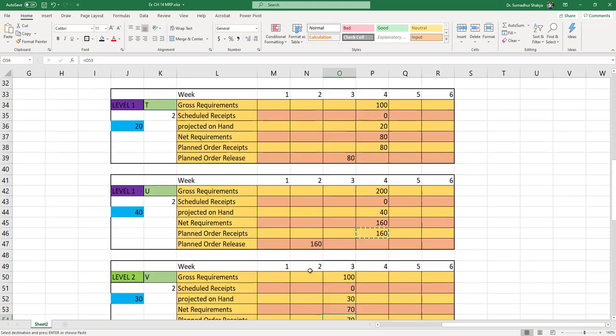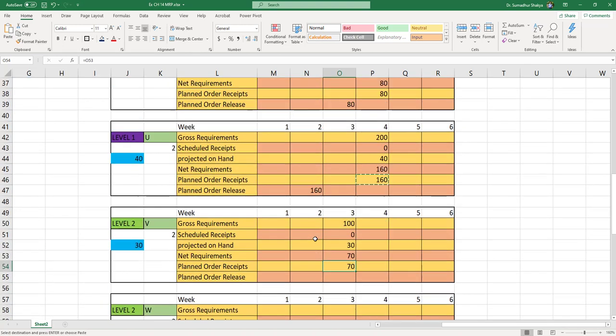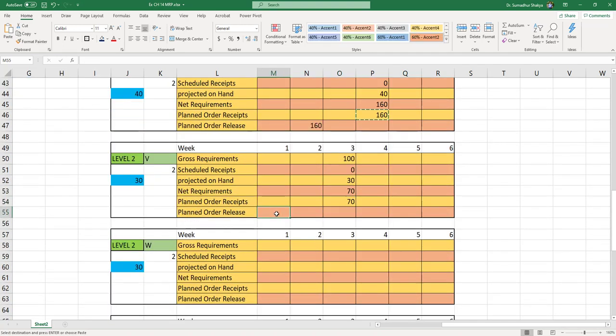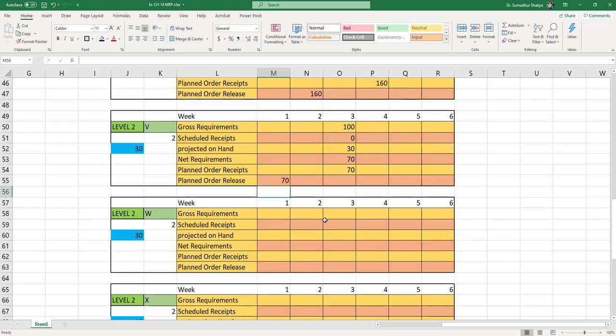Planned order receipts, and V takes 2 weeks. Therefore, I need to release it by week number 1.